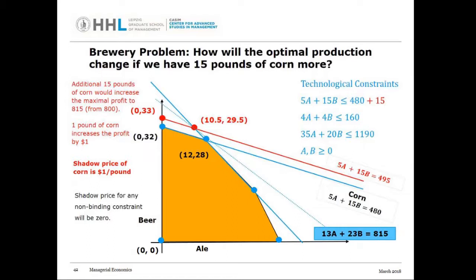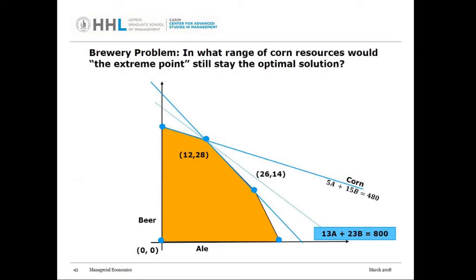This is what is called the shadow price, and this is something that you can also find in the reports of the software. Important to know is that you have one shadow price for every constraint. So the same could be done for corn, for hops and malt. And if it's non-binding, the shadow price is 0. Of course, increasing something that is not used does not change the optimal solution. So the shadow price is 0.